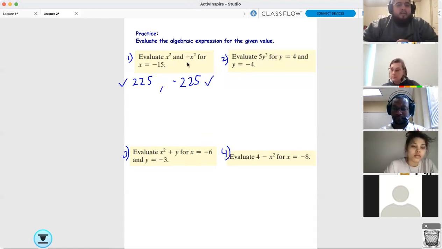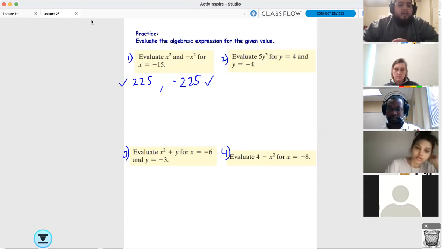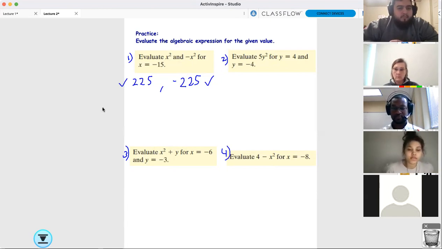Would anyone need me to go ahead? If you were still working on them, go ahead and keep working on them. Would anyone like me to work out the first one? I just have a question. For the first positive x squared with the negative 15, do you have to put parentheses around it? Yep, put parentheses because x is negative. Yes, that's correct. You want to put parentheses.